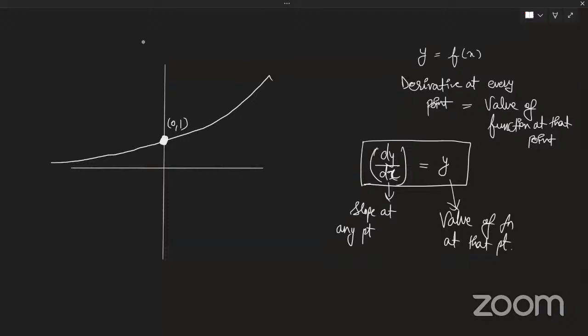It is passing through (0, 1). Okay. The curve turned out to be something like this. So can you tell me which type of curve it is? Like yesterday we had learnt about exponential curves, right?